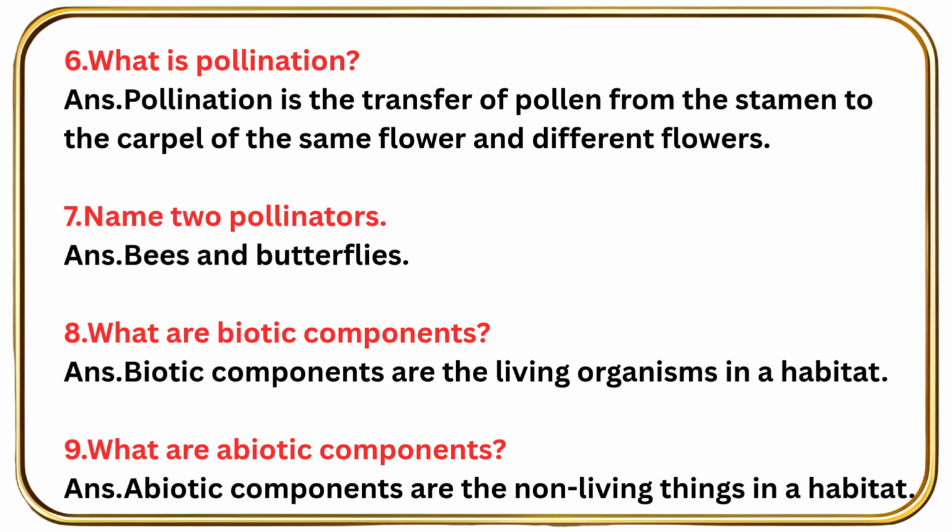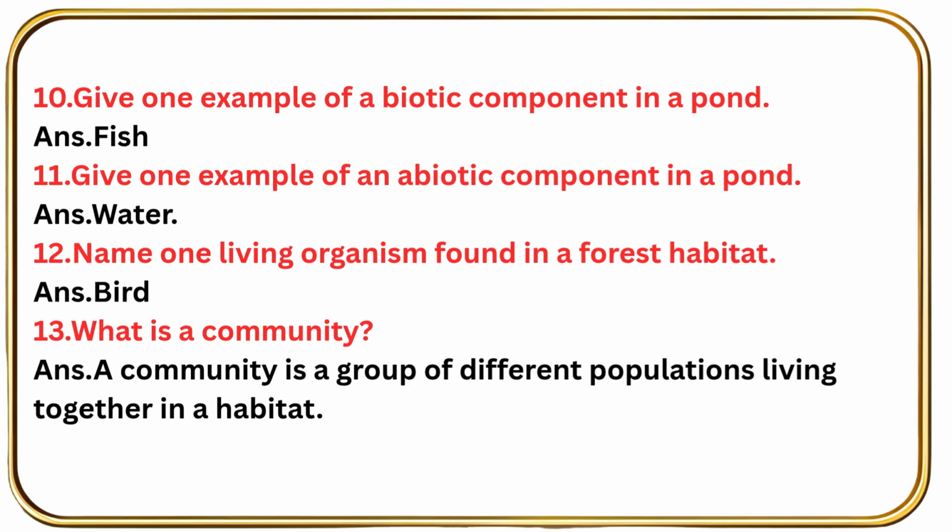Answer. Bees and butterflies. Question number 8. What are biotic components? Answer. Biotic components are the living organisms living in a habitat. Question number 9. What are abiotic components? Answer. Abiotic components are the non-living things in a habitat. Question number 10. Give one example of a biotic component in a pond. Answer. Fish.